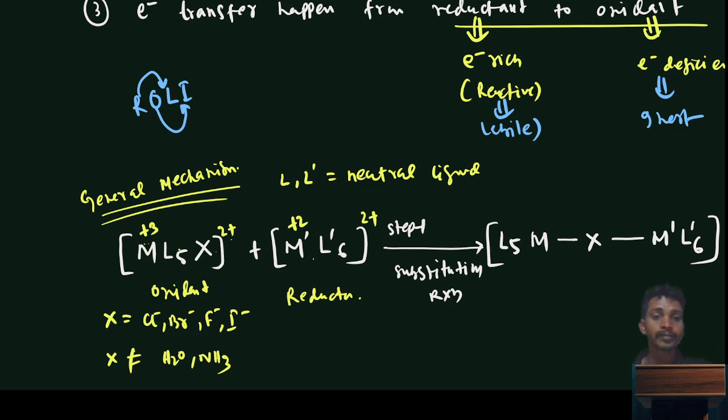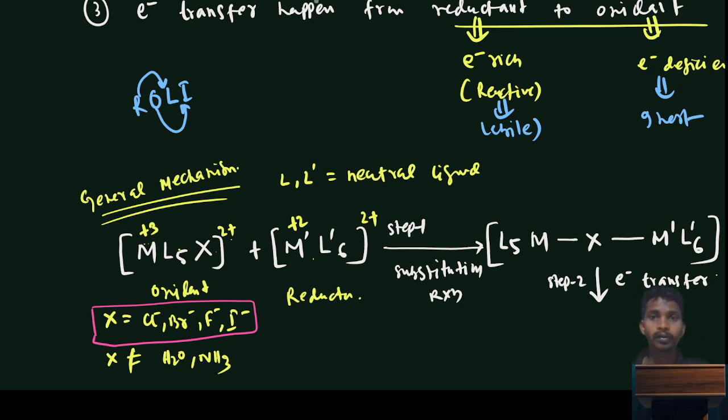Okay. So this X can be either this or this, or any bridging ligand can be the X. So this will happen: the bridging ligand will make the bond, and in substitution reactions it will help to make the bonds. Now what we'll do, step 2. So now electron transfer will happen.